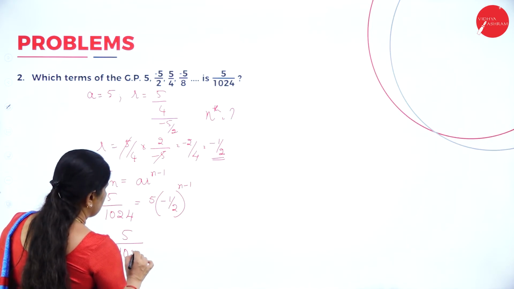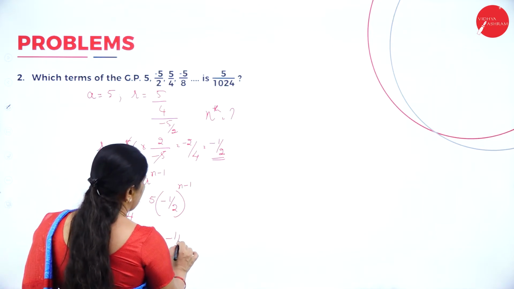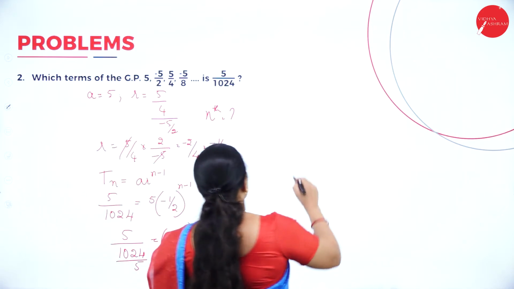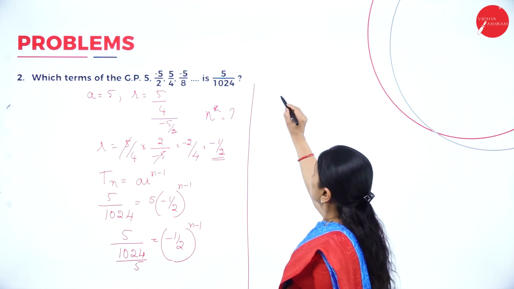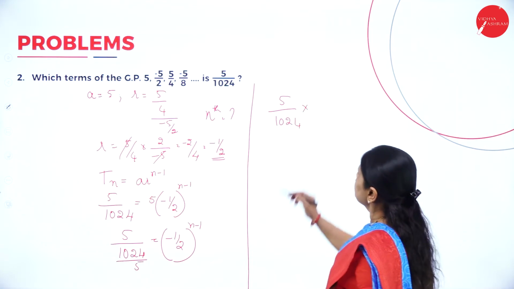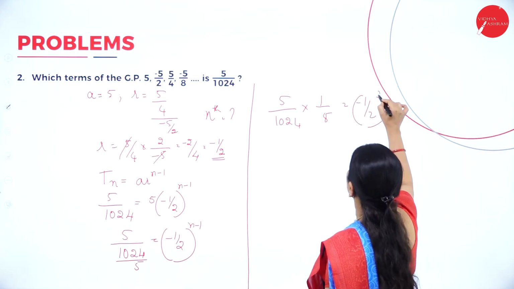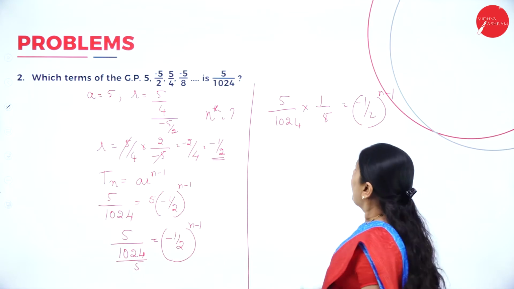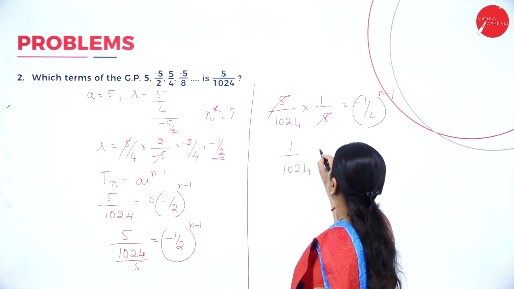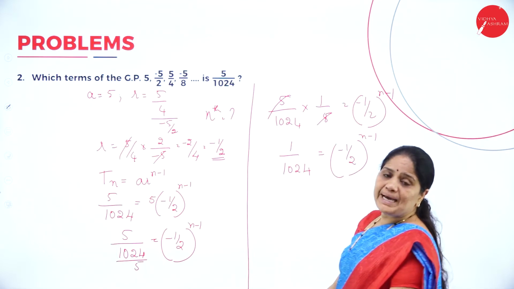5 by 1024 divided by 5 equals minus half to the power of n minus 1. Now, when I simplify this further, I get 5 by 1024 into 1 by 5 equals minus half to the power of n minus 1. Now, 5 and 5 get cancelled. 1 by 1024 equals minus half to the power of n minus 1.